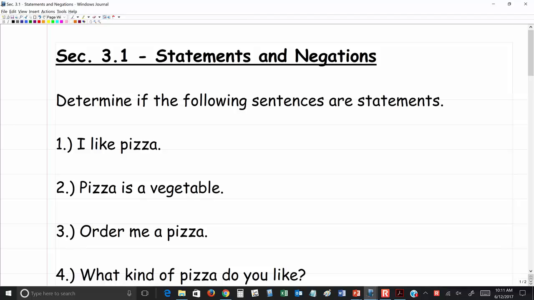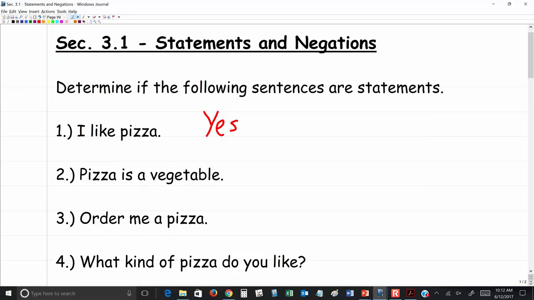All right, so the first thing we're going to do is understand what a statement is. A statement is a sentence that can either be true or false. First we're just answering the question, is this a statement? So, I like pizza. Yes, that is a statement. We're not stating whether it's true or not, we're just telling whether it's a statement or not.